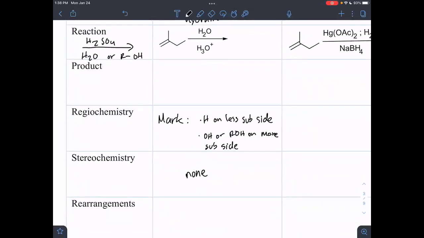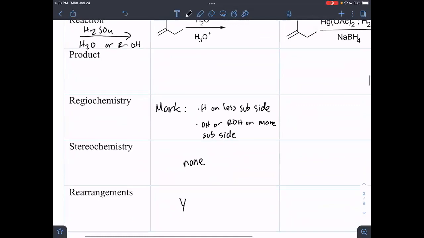And are there rearrangements? So what part of the mechanism is going to allow for rearrangements? If you're asking whether rearrangements are possible, you're just asking, is there a carbocation step or not? And there isn't in this one. I think it's the only one that has it, actually.